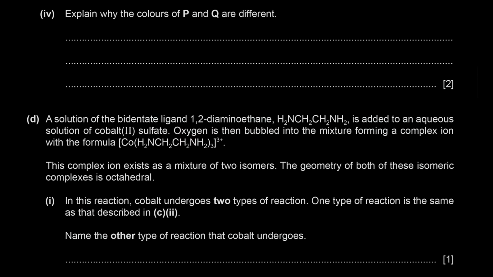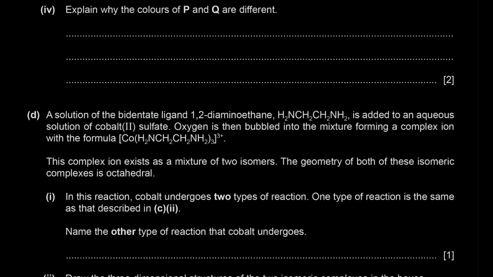Explain why the colors of P and Q are different. In different complexes, the delta E can be different. The difference in energy between the two sets of d orbitals can be different. And if the delta E is different, it means that therefore different frequencies of visible light are absorbed. And if different frequencies are absorbed, obviously different frequencies or different colors will be observed.